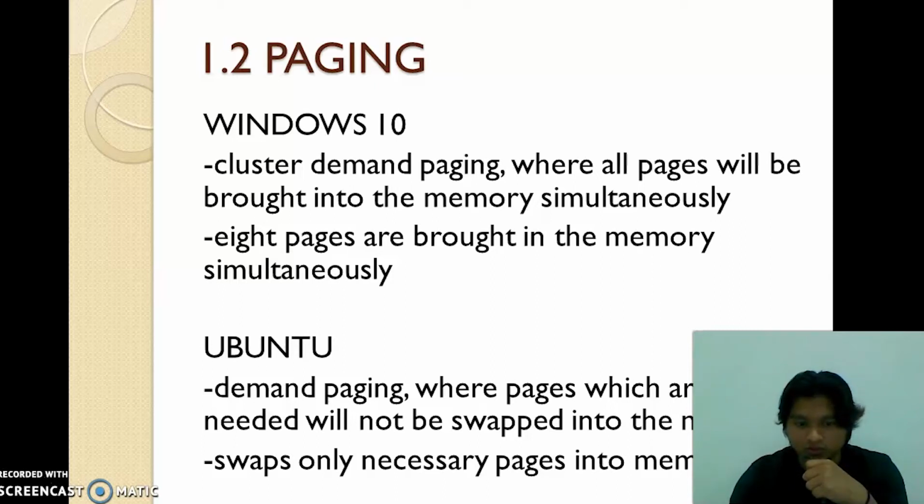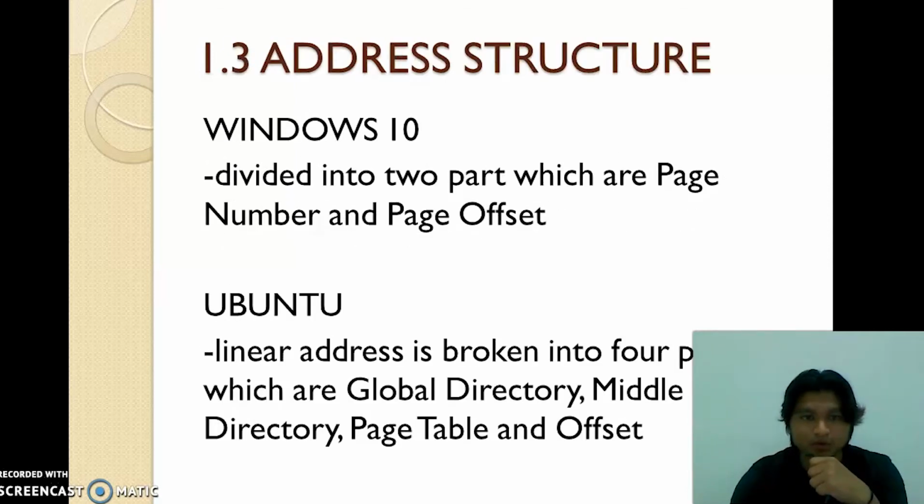Ubuntu will only swap necessary pages into memory. 3. Address structure. Windows 10 is divided into 2 parts, which are page number and page offset. Ubuntu linear address is broken into 4 parts, which are global directory, middle directory, page table, and offset.